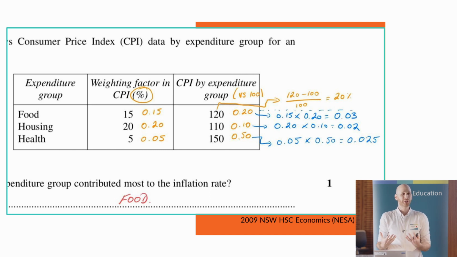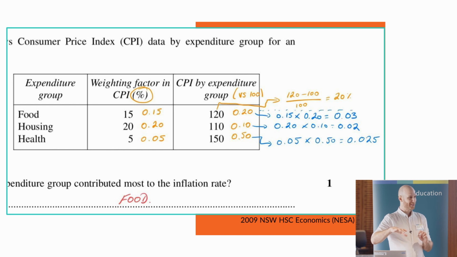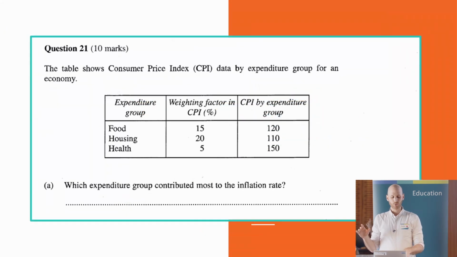So I find this a really useful activity, one that gets students quite frustrated initially, but it raises the idea of what the question is looking for. What are the components of the question? Nothing is ever included in an exam that is not deliberate, in terms of the questions or the stimulus. And even going back to the question itself, looking at part A, which expenditure group contributed most?